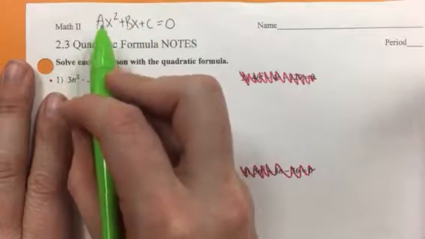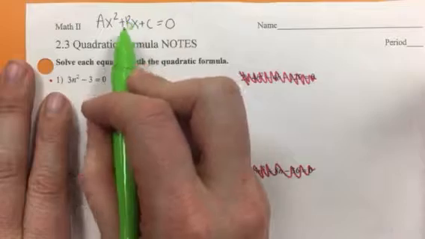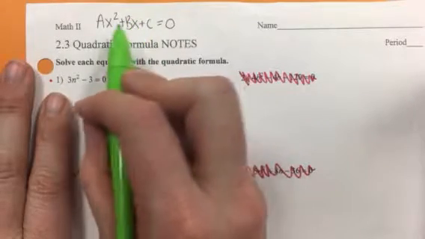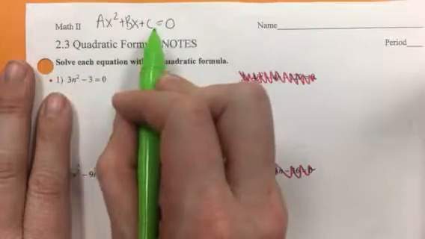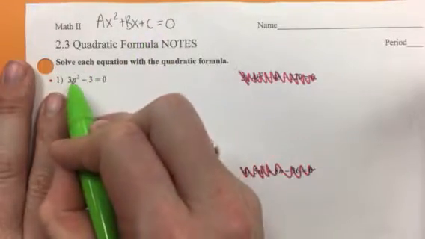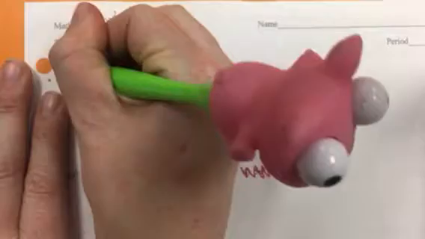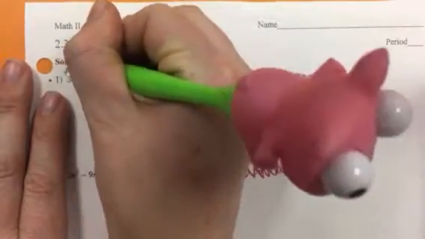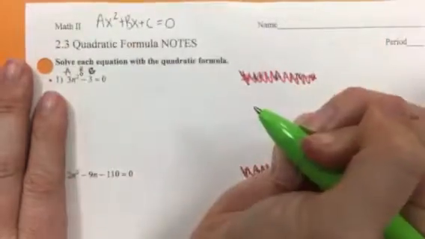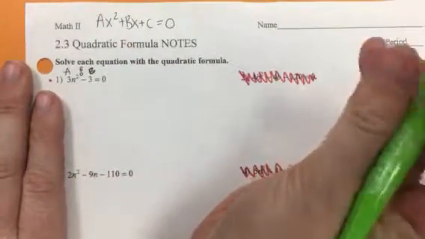A represents the first number. B represents the number with the x. So A has two x's, B has one, C has none. So when I read this equation here, I know that this would be A, that would be C, and there would be no B. There's no B in the middle of them.